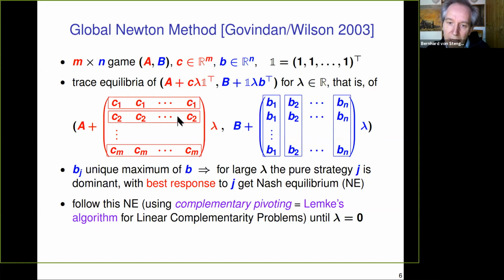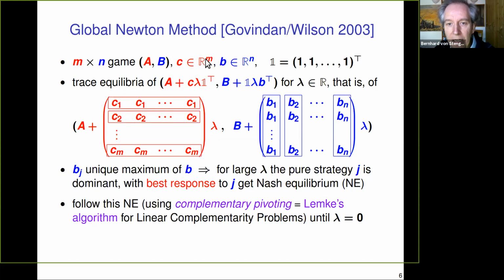And when you then lower lambda, it will turn out that you change the game, but you can follow the equilibria along a path. And you can even implement that by a complementary pivoting method, which is similar to the simplex algorithm, called Lemke's algorithm. And you can follow this path until lambda becomes 0, and that will then solve the game. So that's the global Newton method. Okay, so this is a known method when you look at parameterized games, linearly parameterized by lambda.